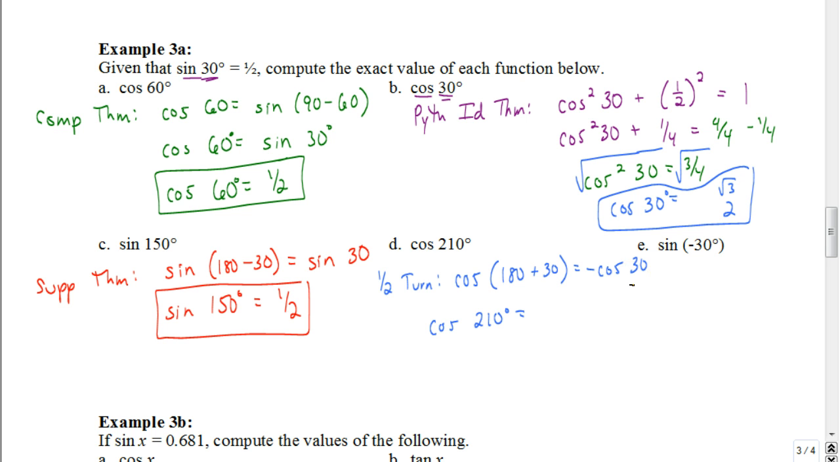Well, we found cosine of 30 in part B to be square root of 3 over 2. So this is going to be the opposite of that. So it would be negative square root of 3 over 2 would be our answer.